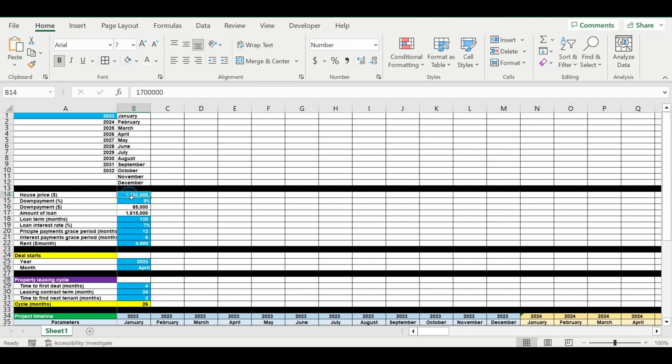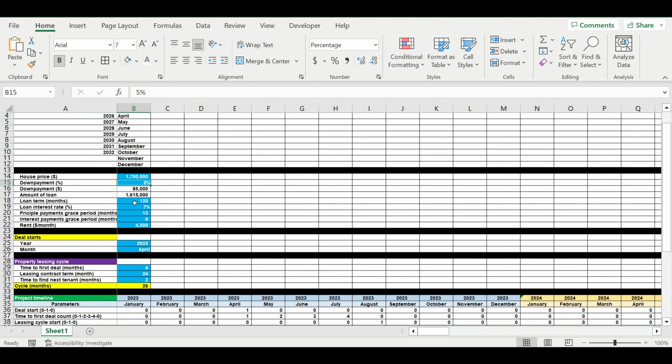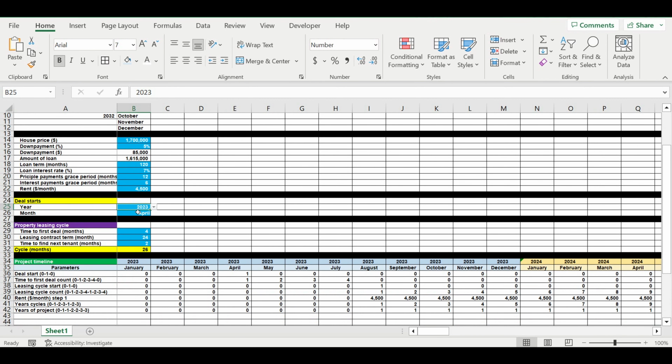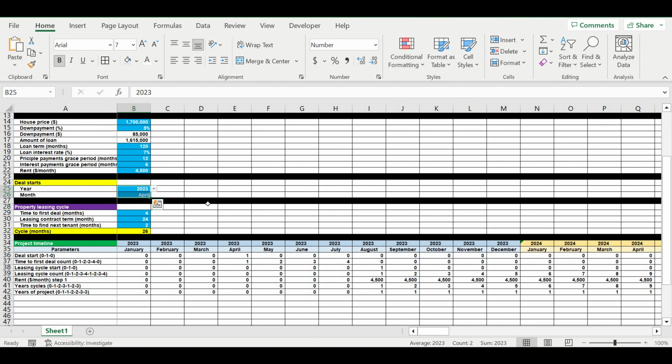So this is the price of an apartment or a house. This is the amount of the down payment in percentages. This is the loan term in months. This is the interest rate of the loan. This is the grace period for principal payments, interest payments. This is the monthly revenue from rent that we are going to have. This is when we get the loan. This is the start of the deal. And this is when we buy the property.